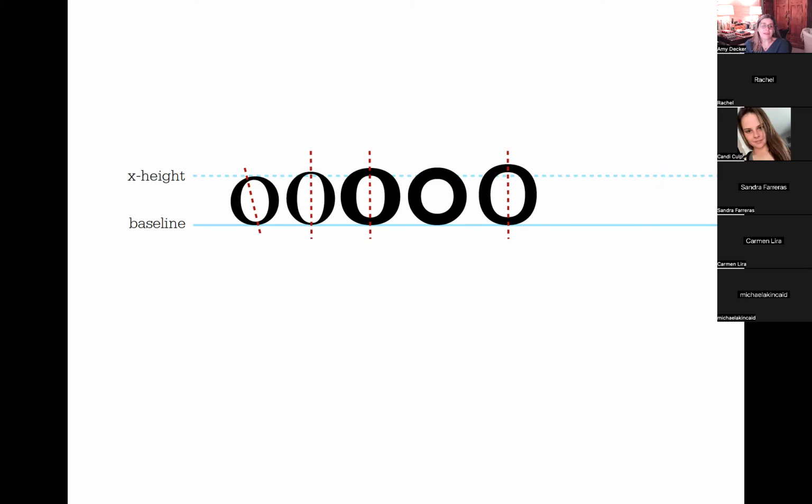Then we have something that we call stress. Stress is the gradual variation of the thickness of a curved character part or stroke. Looking at the thinnest part on the letter O, for example, the thinnest point is on a diagonal. This is an old style O, which means the stress is on a diagonal.